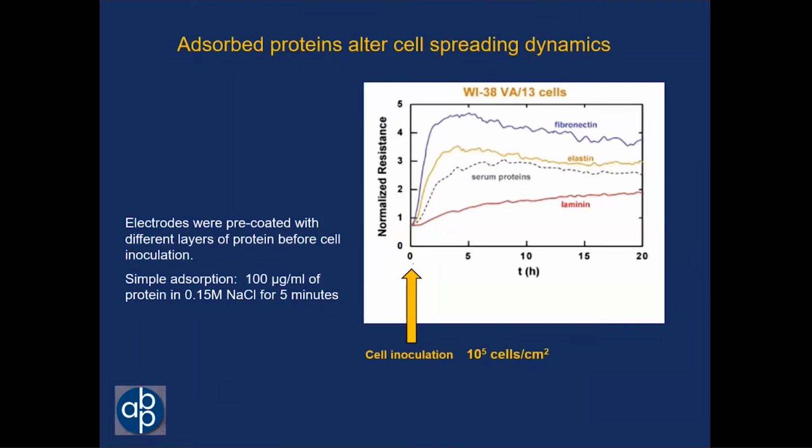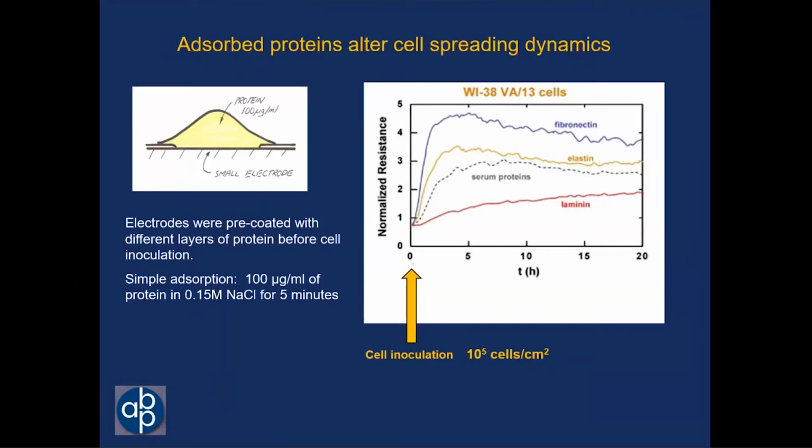And it's very clear looking at these WI38VA13 cells, a cancerous type of cell, fibroblast, that fibronectin allows much more rapid attachment and spreading than laminin, and elastin is somewhat intermediate. You can also see a dotted trace here where we have not added any specific protein and are growing it on whatever proteins from the serum have adsorbed on the electrode. But again, you're getting back data on how rapidly the cells attach and spread without opening the door of the incubator or doing any sort of manipulation, just reading the output of the instrument.